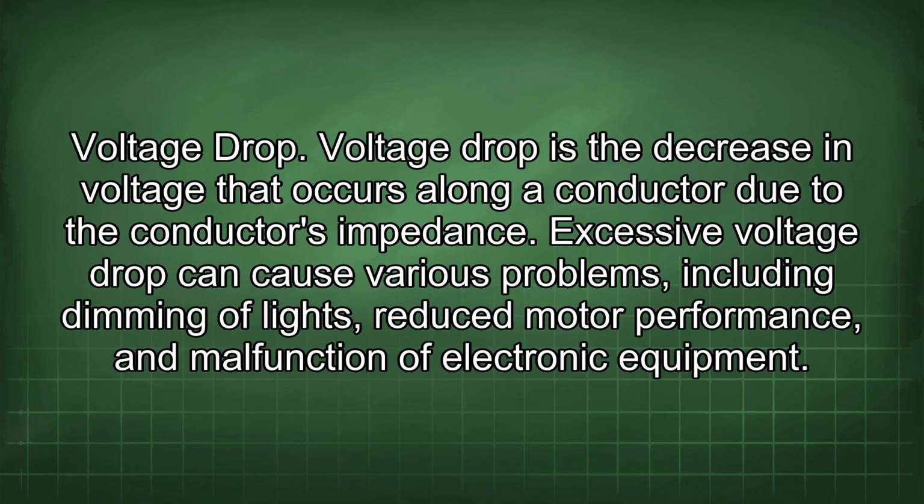Voltage drop. Voltage drop is the decrease in voltage that occurs along a conductor due to the conductor's impedance. Excessive voltage drop can cause various problems, including dimming of lights, reduced motor performance, and malfunction of electronic equipment.